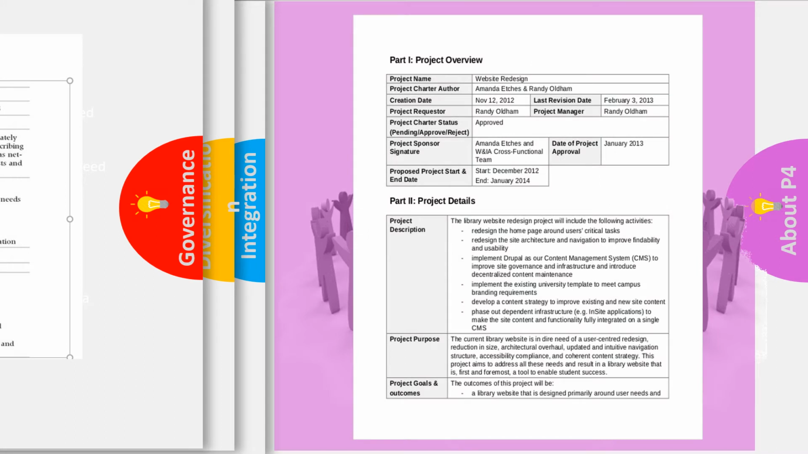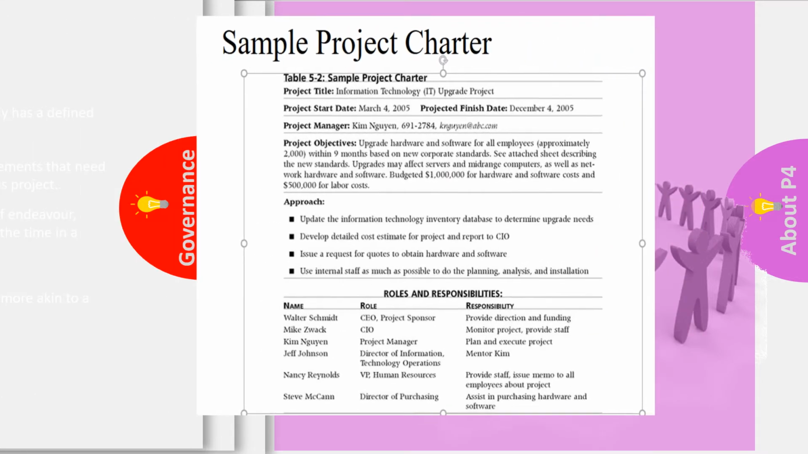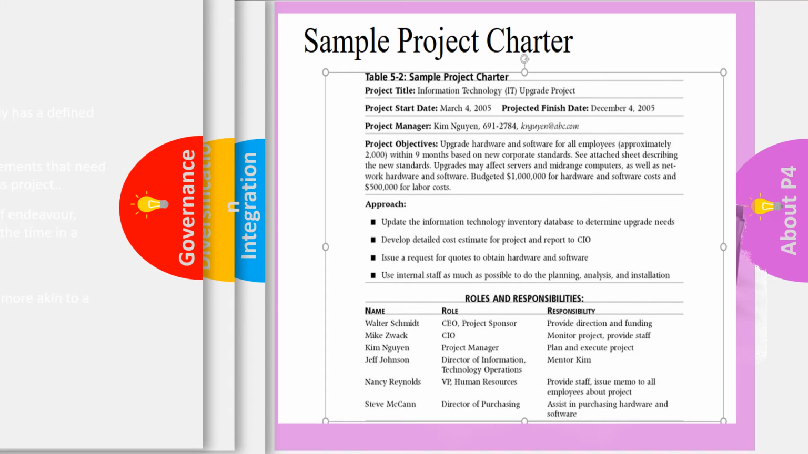Here are some different examples of project charters as well. Here we can see the project name, the creation date. We've got the project description, the project purpose, the project goals and outcomes, and so different projects and different project charters will have different information on them. But predominantly, as we saw in the video, you want a project charter to include a little bit more detail, the project date, the project objectives, the project approach here, and you've got the roles and the responsibilities of the people who are going to be working in the project.